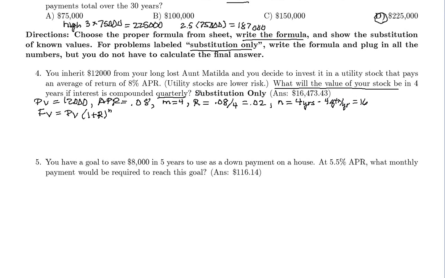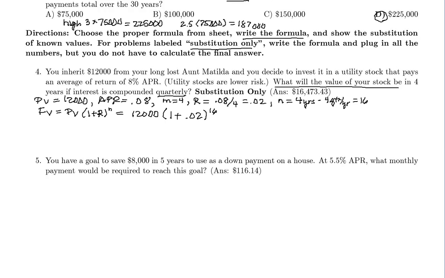And then this one's a substitution only, so all we're doing is plugging in and we're leaving it. So your start amount, 12,000. And then 1 plus, your R here is 0.02. And then your exponent is 16. Okay, and then I would encourage you to key that into your calculator and double check and see that you get this answer here. Okay, but since this is a substitution only, that's where you end. So I'm not having you do calculator work on that one.